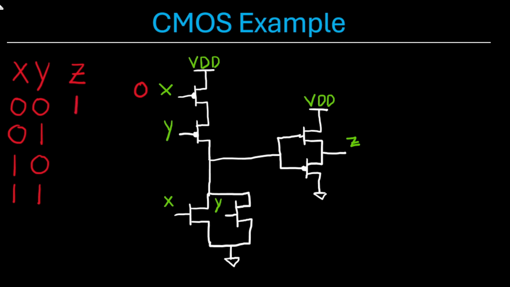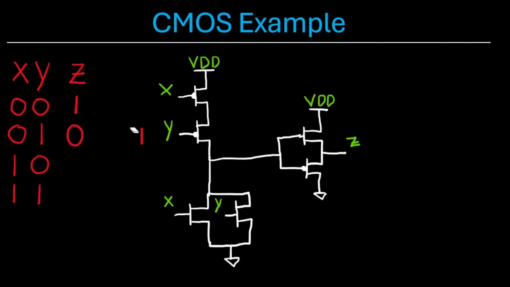Now for input 0, 1, this top PMOS up here is on, but this PMOS with the input Y on it is off, so there's no connection made there. However, this Y NMOS transistor is on, thus connecting our ground to this node up here, which goes to the gate of these two transistors, turning this PMOS on and connecting our ground to our output Z, resulting in an output of 0.